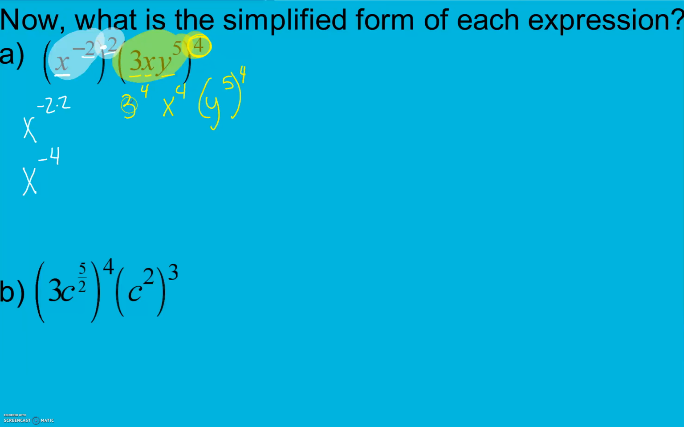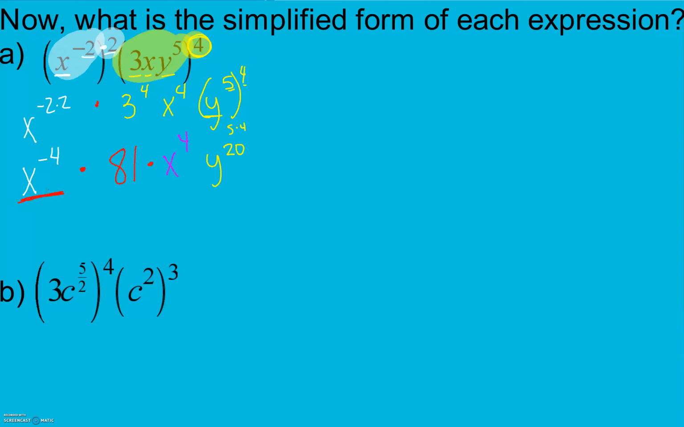Now I can simplify. 3 to the 4th power is 3 times 3 times 3 times 3, or 81. And again, we're just multiplying here still. X to the 4th power is just x to the 4th power. And here with my y's, I have one base, two exponents. I have an exponent on top of the other one, power to a power, and I multiply those. 5 times 4, which gives me 20. Okay, our final answer here.